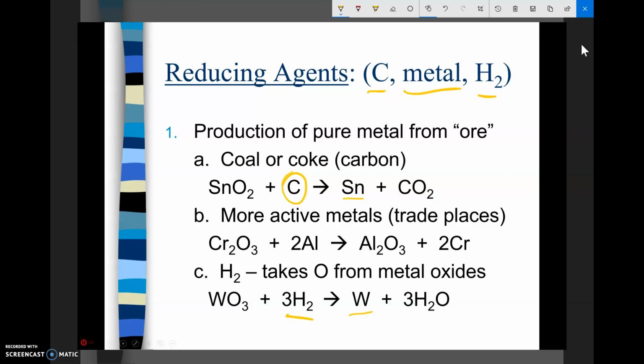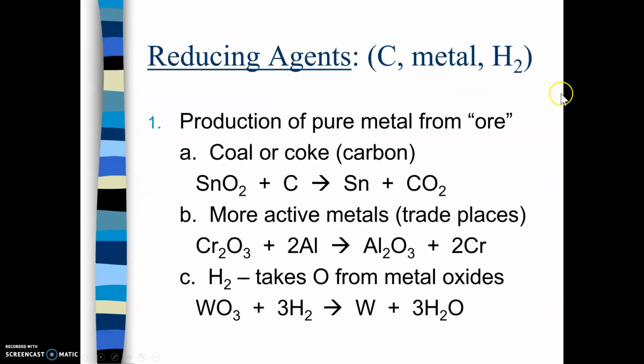And then the last one is metals. So for example, some metals are more reactive than other metals, and so in this case the aluminum is switching places with the chromium, and when that happens you get chromium on the product side by itself. So you can see that these are again very common reducing agents: the carbon, different metals, and hydrogen, and they are all helping to form metals on the product side. So again, just remember carbon, metal, hydrogen. Those are 3 common reducing agents.